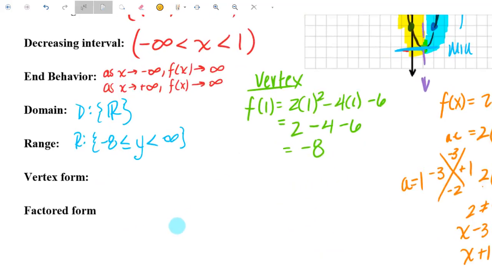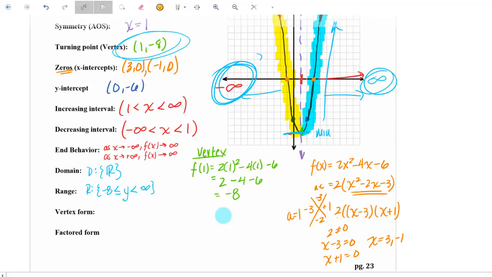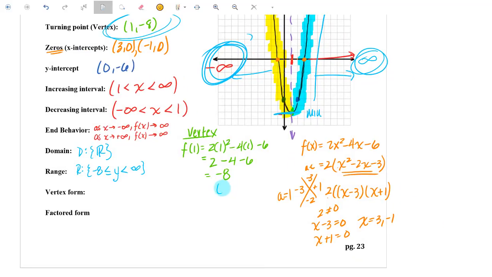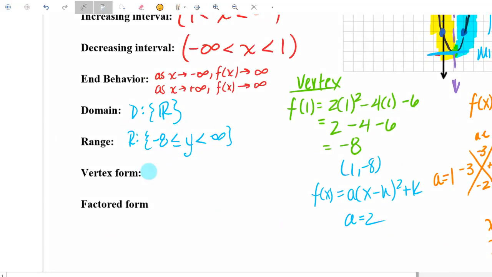So here's what we're going to write. We're going to take our vertex, which was 1 and negative 8. We're going to write it into this form, f of x equals a times x minus h squared plus k, and we know our a value is 2 because we stole it. We got everything we need. So let's write this out. f of x equals 2 times x minus my h value, which is 1, so it's going to look like a negative in there, squared minus 8.